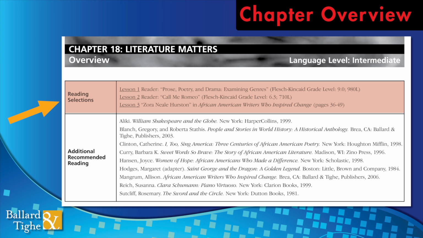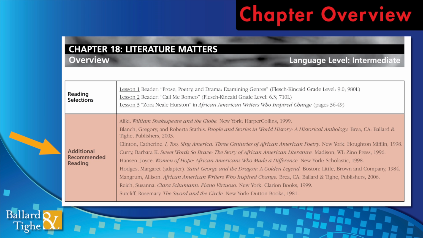The chapter overview chart also lists the 3 selections from the Champion Reader and Champion Library. Flesch, Kincaid, and Lexile scores are provided for selections in the Reader. Below that are additional recommended readings related to the chapter topics.